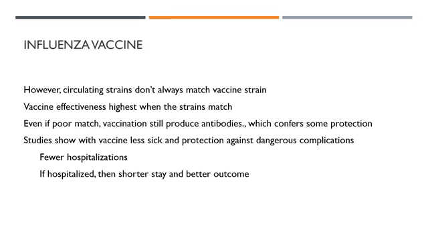And even if it's a poor match, the vaccination will still cause you to make antibodies, which confer some protection. Now, if you remember back to those antigenic drift and shift, there are different surface proteins. And if you get a vaccine, maybe one of the surface proteins is correct and maybe one isn't. So you do have some immunity. You may still get sick, but you do have some immunity still.